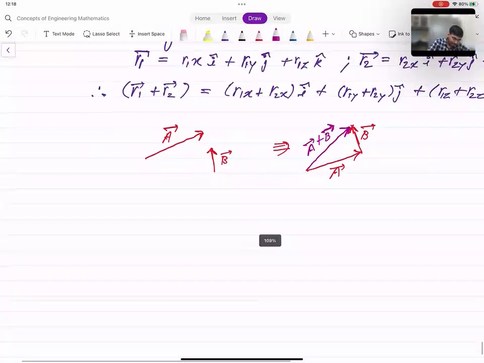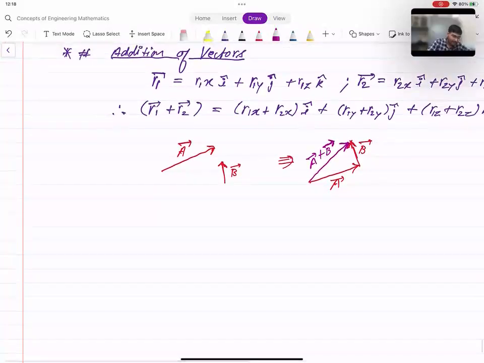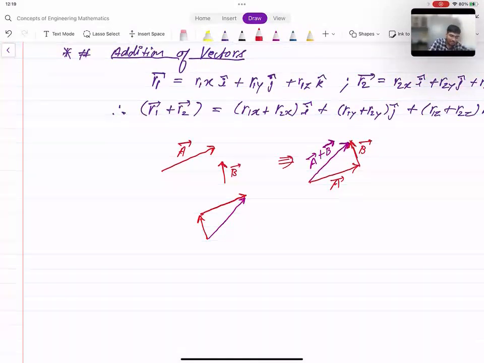To do that, we now need to put the vector A on the head of vector B. So say this was our vector B, and now we will put the vector A here, like this. And again, if we join the tail of the first vector to the head of the second vector, you can see that again we get a vector of similar magnitude as that of vector A plus vector B, and the direction is also the same.